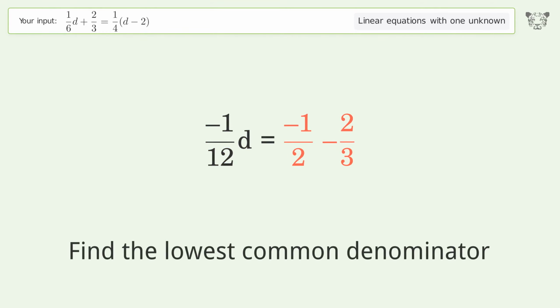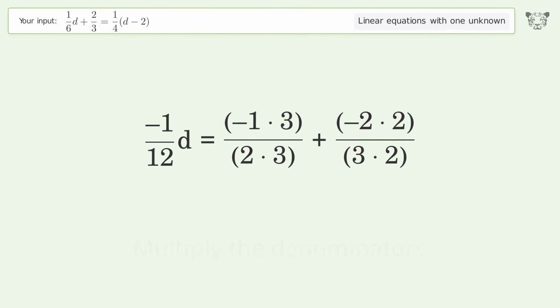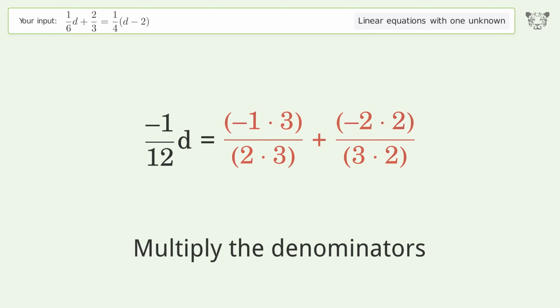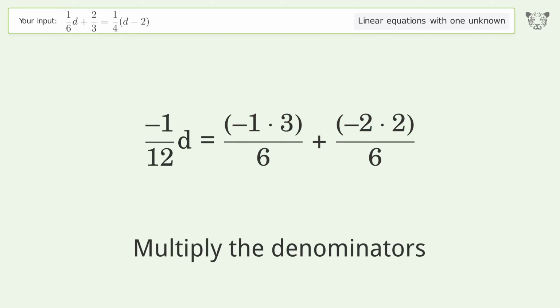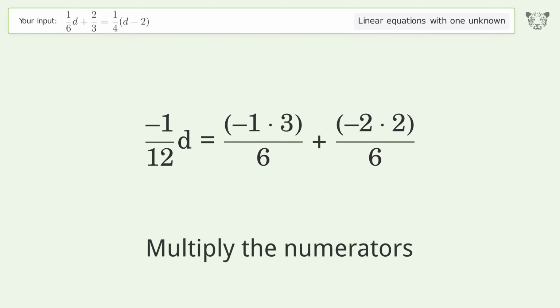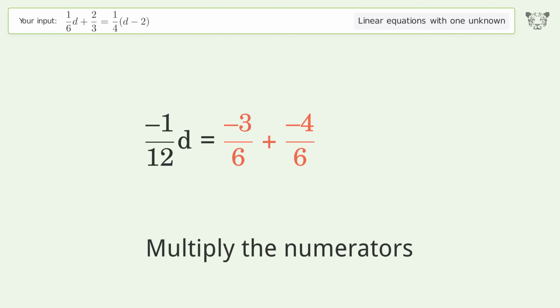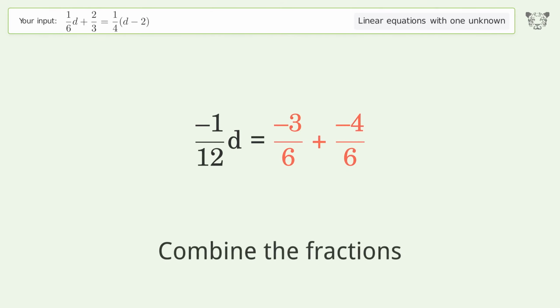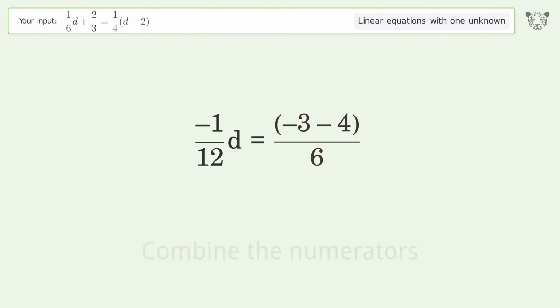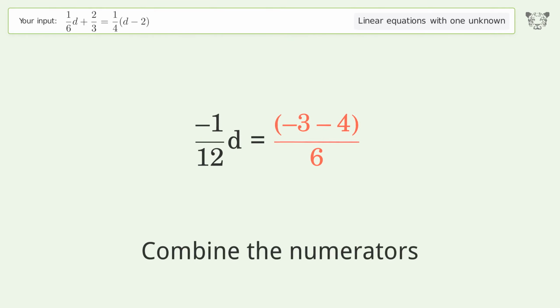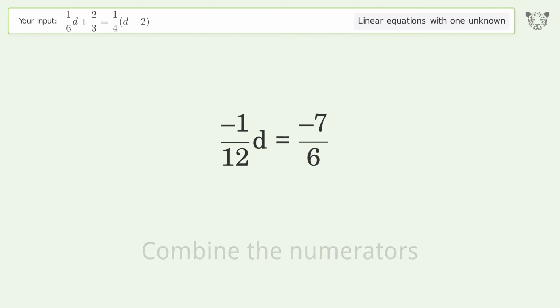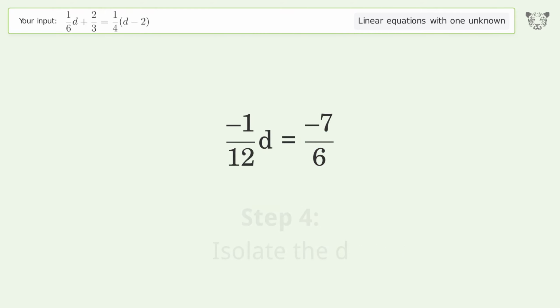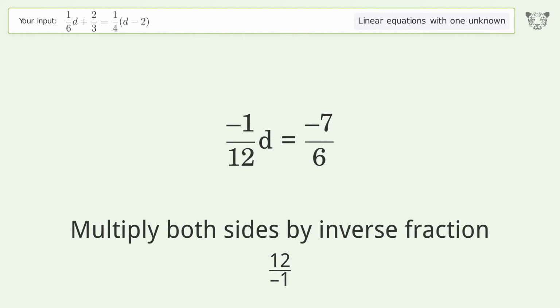Find the lowest common denominator. Multiply the denominators. Multiply the numerators. Combine the fractions. Combine the numerators. Isolate the d. Multiply both sides by inverse fraction 12 over -1.